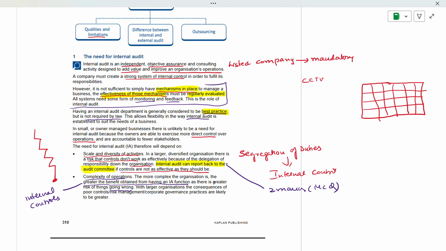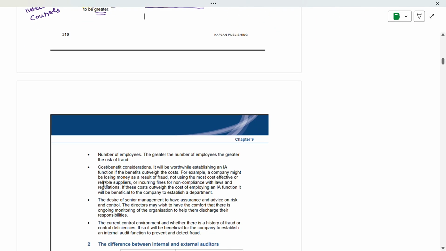With a larger organization, there will be poor control, and risk management and corporate governance problems are likely to be greater. It is not in one area. If the organization is becoming bigger, the controls will be weak, along with risk management and corporate governance policies. Now you understand everything. Number of employees: the greater the number of employees, the greater the risk of fraud.